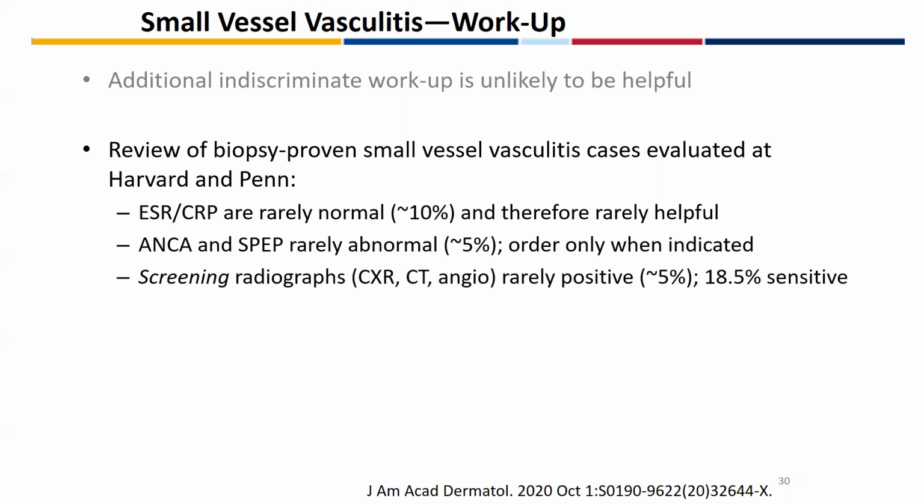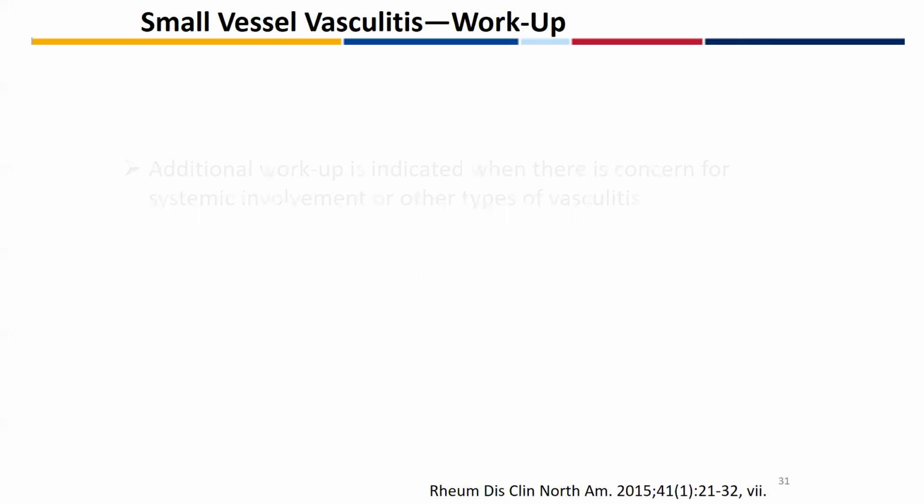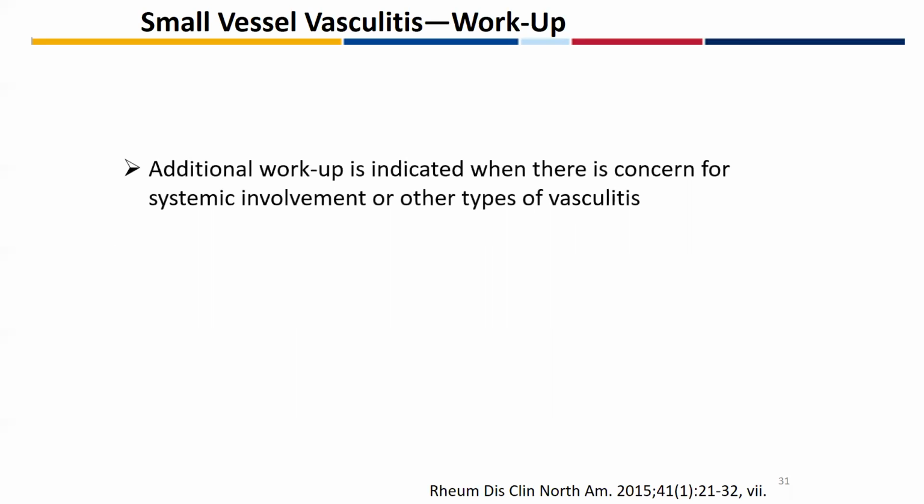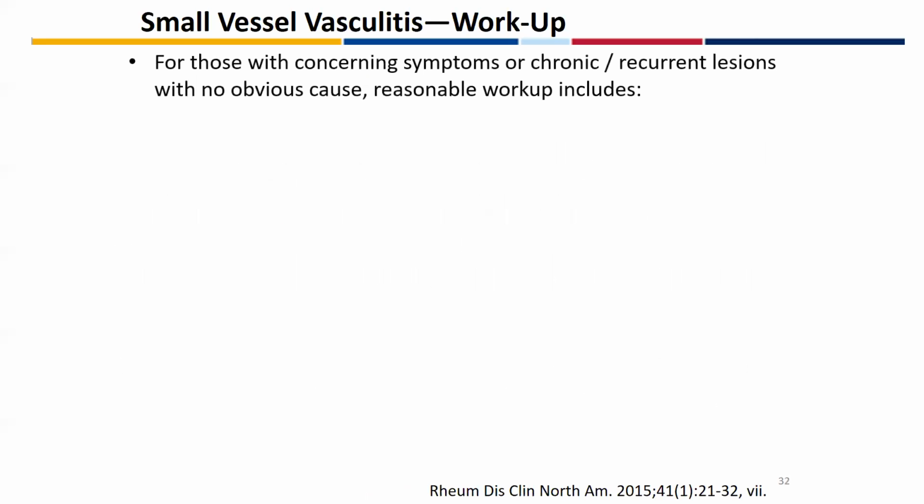Screening radiographs, that is, radiographs that are ordered because the patient had a biopsy that showed vasculitis, these kinds of imaging studies are rarely positive, only about 5%, and are extremely insensitive as a screening tool. And so these data suggest that testing should be reserved for patients who have evidence of systemic involvement based on their clinical presentation and other findings. Additional workup is, however, indicated when there's concern for systemic involvement. Any organ-specific targeted workup should proceed based on the findings on the review of systems and exam.